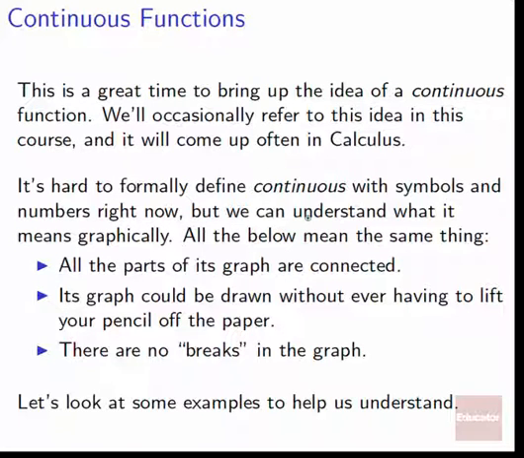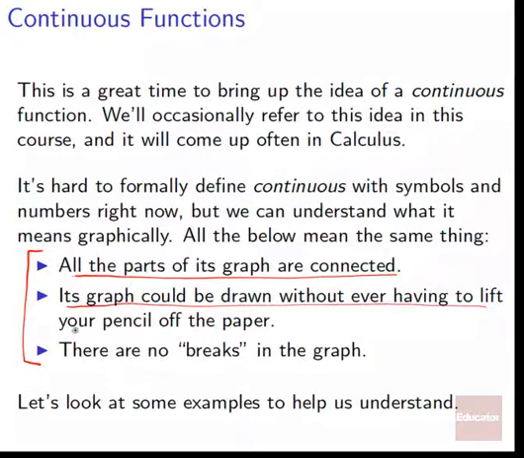All of these three different ways of talking about it mean the exact same thing. So if a function is continuous, all the parts of its graph are connected. Its graph could be drawn without ever having to lift your pencil off the paper, and there are no breaks in the graph. These three things all mean the exact same thing, right? The parts of the graph are connected means that there are no breaks, and if there are no breaks, then you could just put your pencil down and draw the whole thing without ever having to lift your pencil off the paper. Three different ways of thinking about it, but they all mean the same thing.